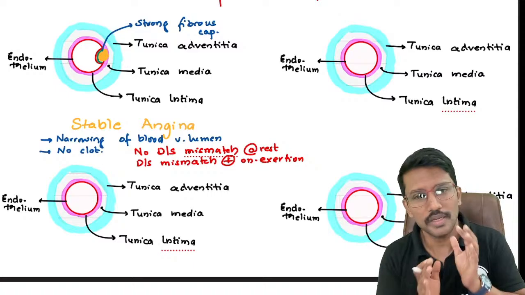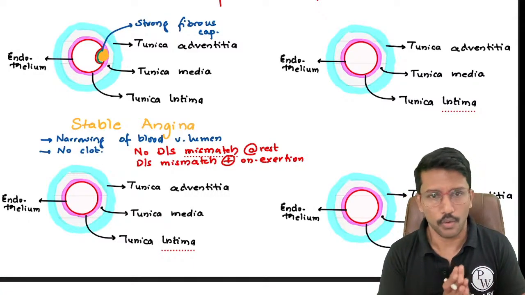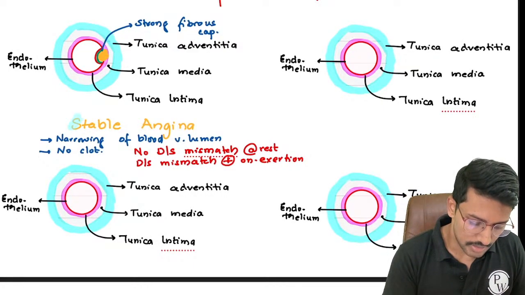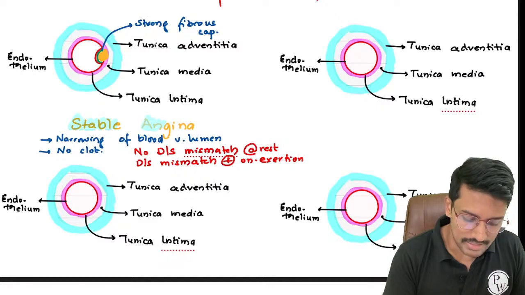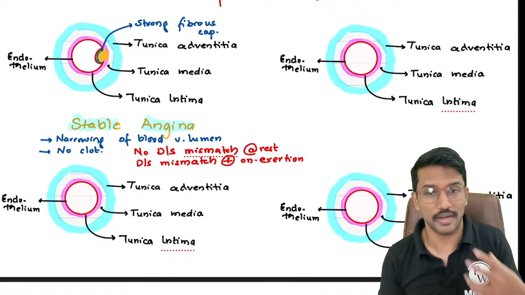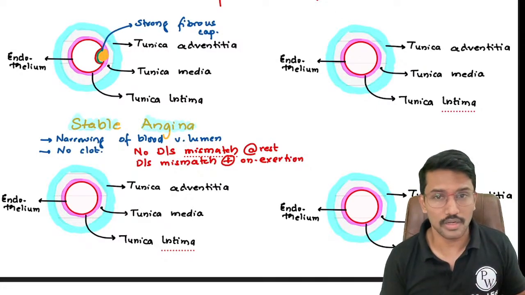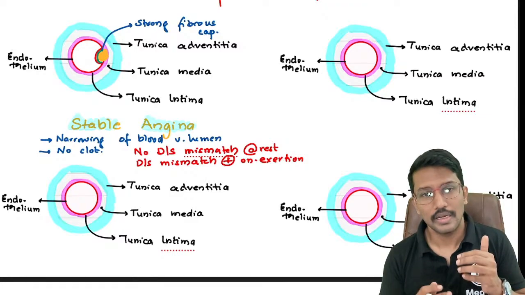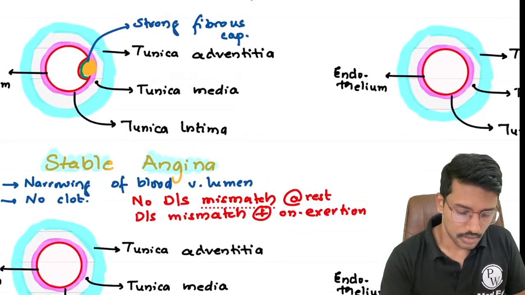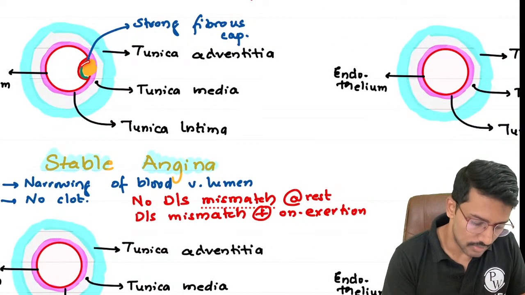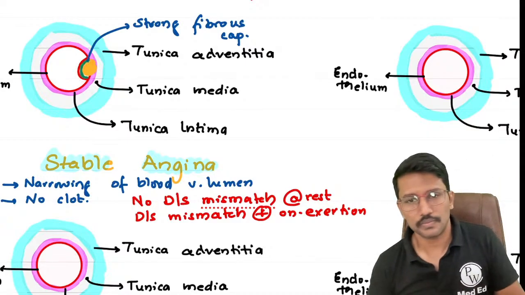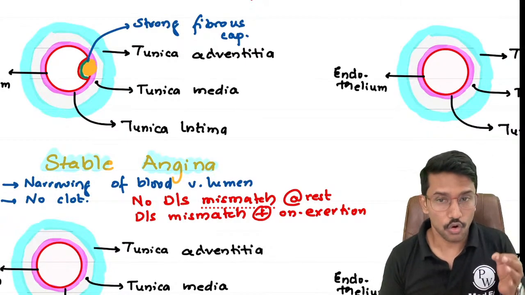Chest pain brought about by exertion. Okay, so that is our stable angina, and we will count this as a chronic ischemic heart disease because there is no acute emergency in these patients. Myocardium is not dead. Okay, now think of another patient who unfortunately doesn't have this strong fibrous cap. He doesn't have the strong fibrous cap.